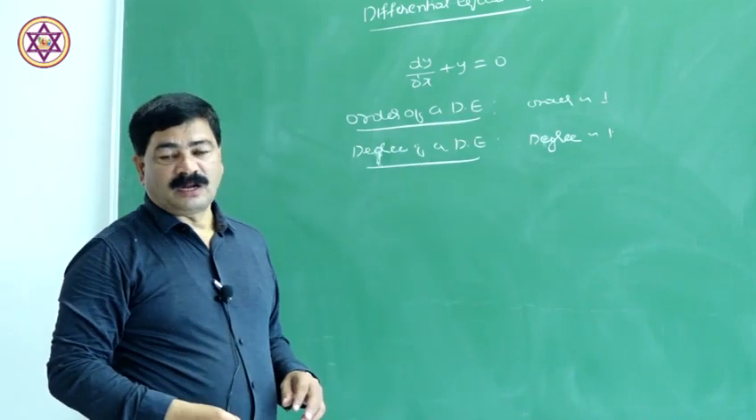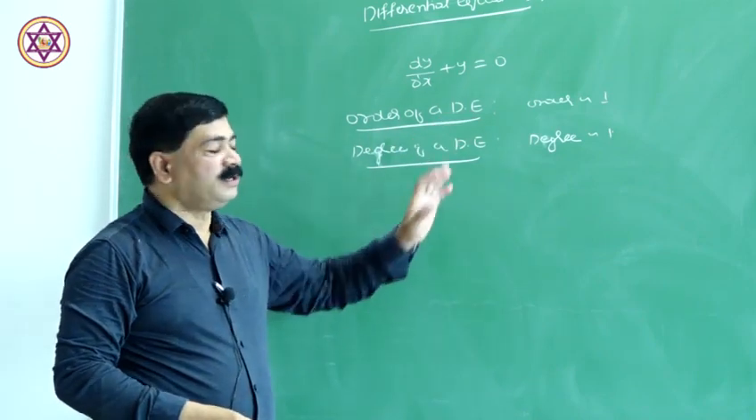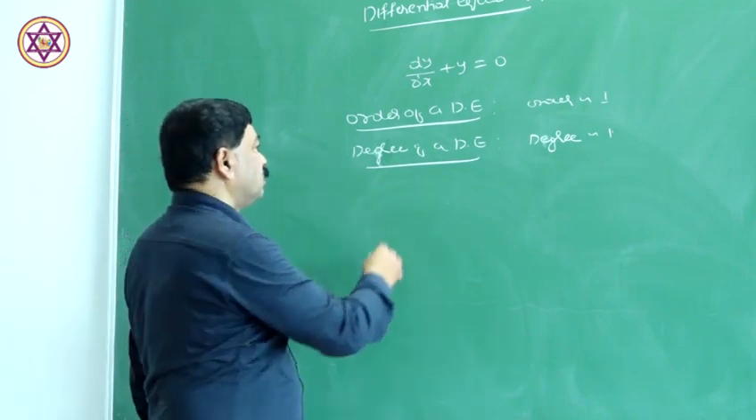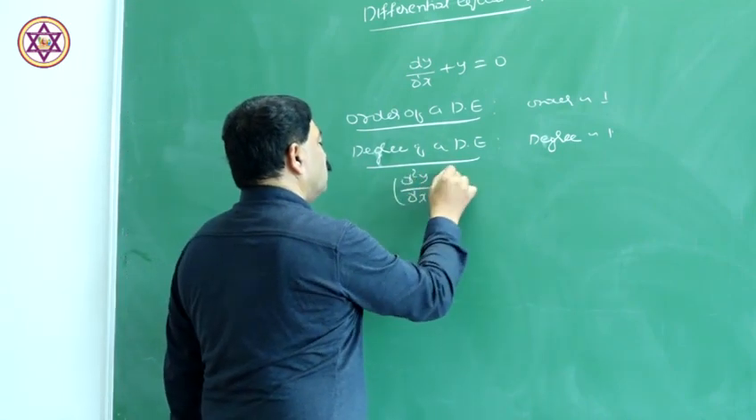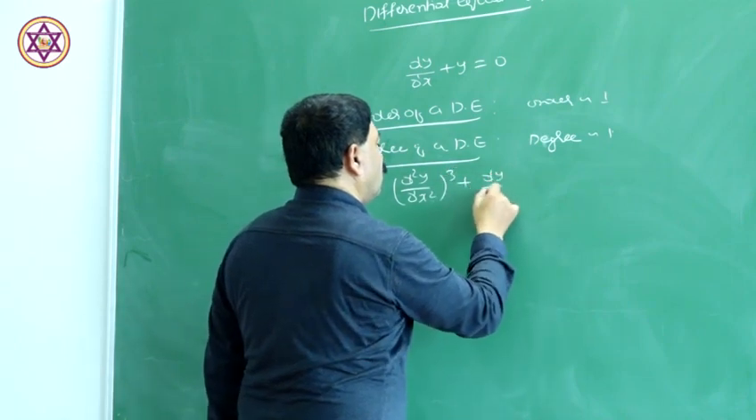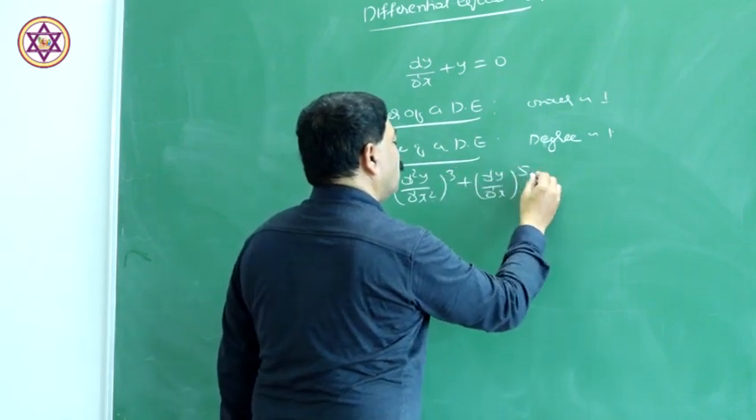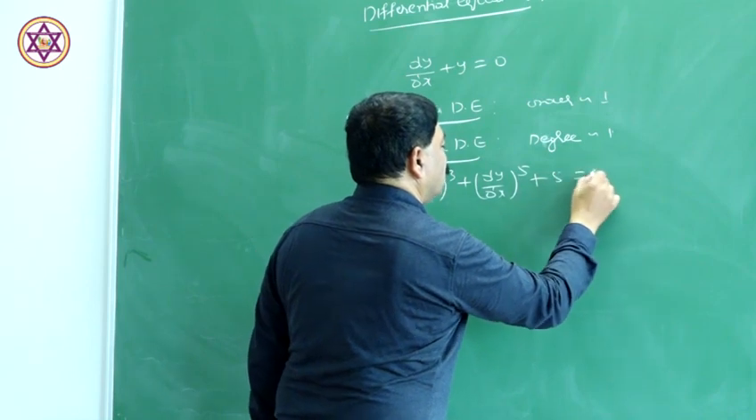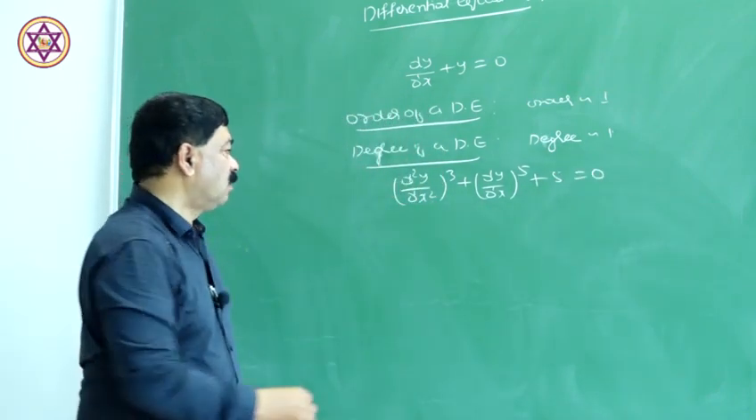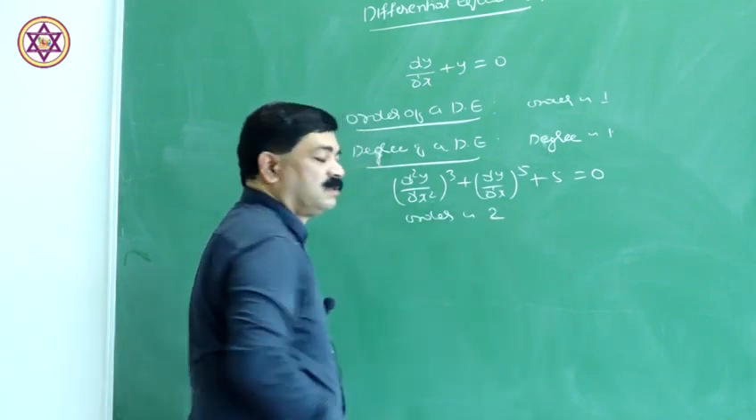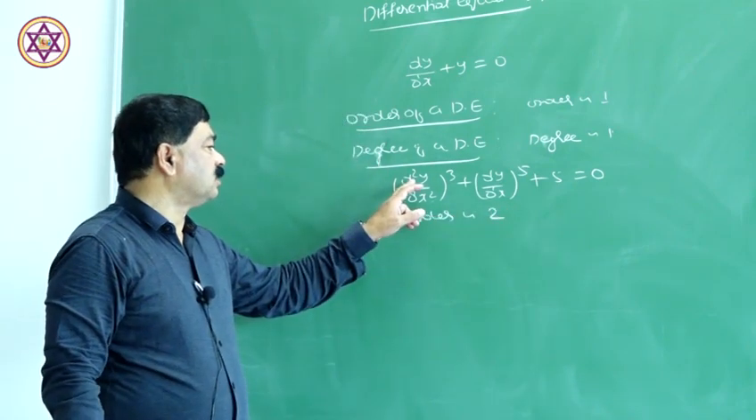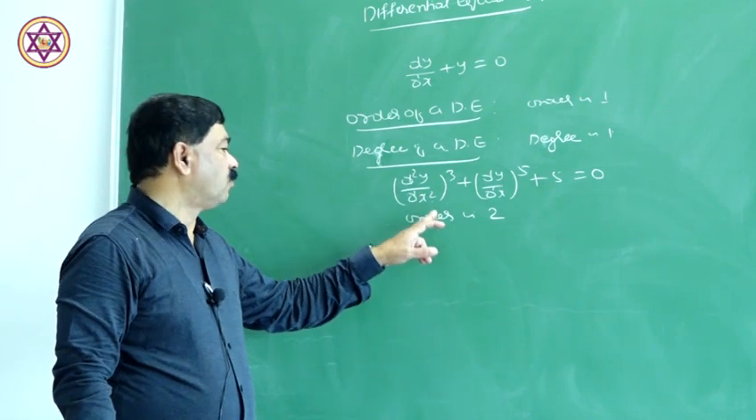Highest derivative is the order. The power of the highest derivative is the degree of the differential equation. For example, d squared y by dx squared whole cube plus dy by dx whole to the power of 5 plus 5 is equal to 0. Here the order is 2 because the highest derivative is the second derivative, therefore order is 2.